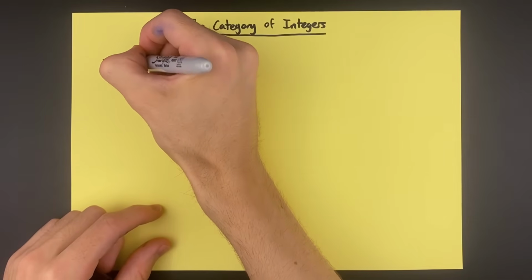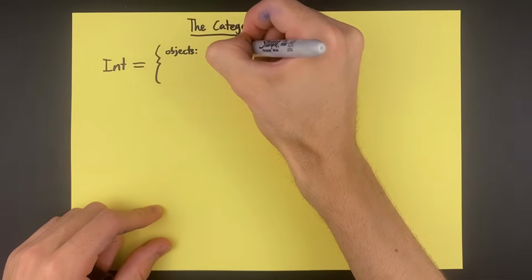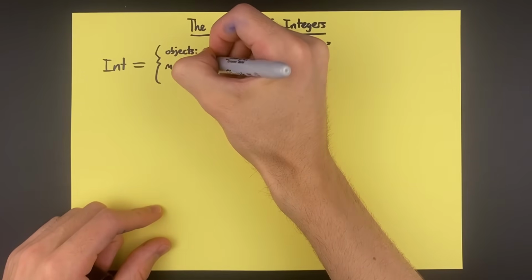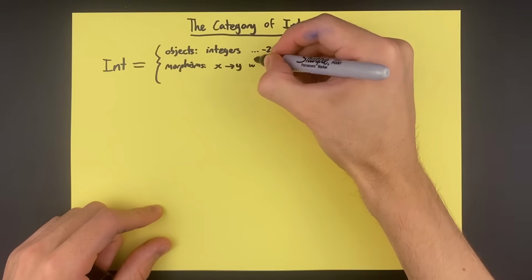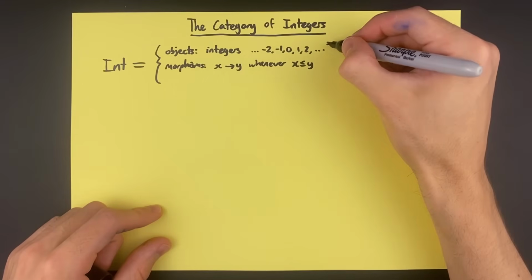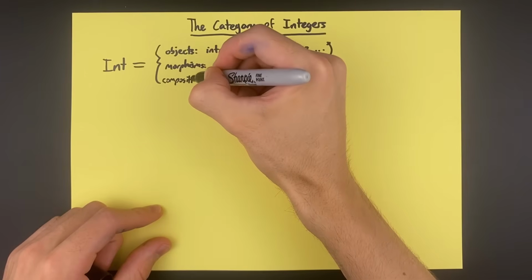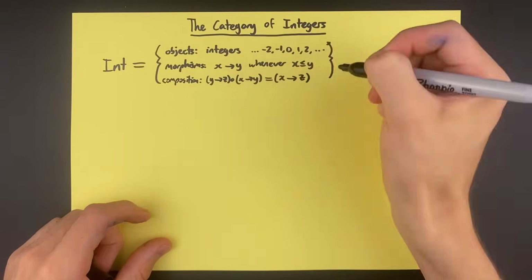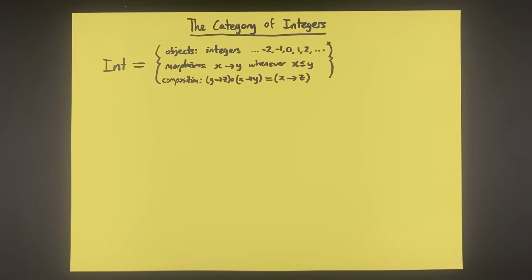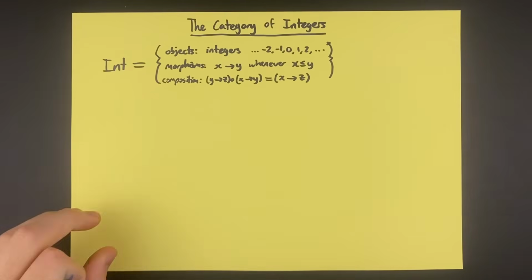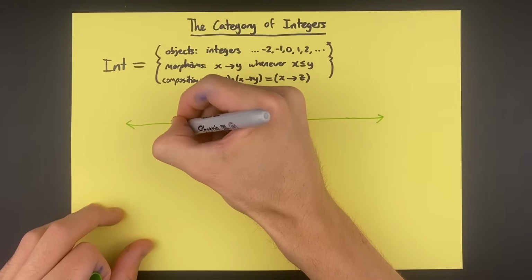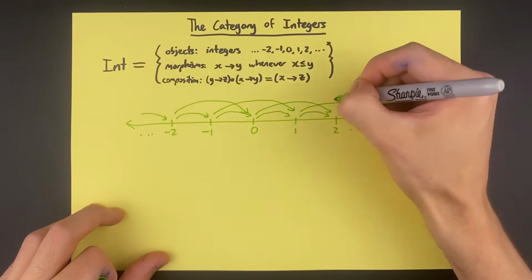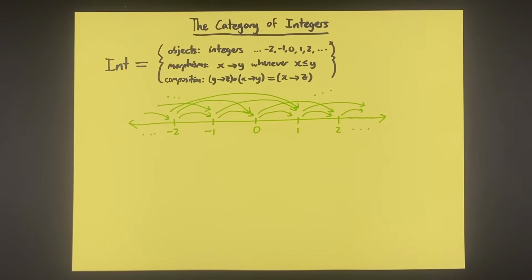I'm going to define a category which I'll call Int. The objects in this category are integers, as in whole numbers. There will be exactly one morphism going from an integer x to an integer y whenever x is less than or equal to y, and the composition is defined such that if x is less than or equal to y, and y is less than or equal to z, then the composition of the morphisms from x to y and y to z is the unique morphism from x to z. Int is a perfectly valid category. The objects have no underlying sets, the morphisms have no underlying functions, the composition operation is definitely not function composition, but it is still a category.